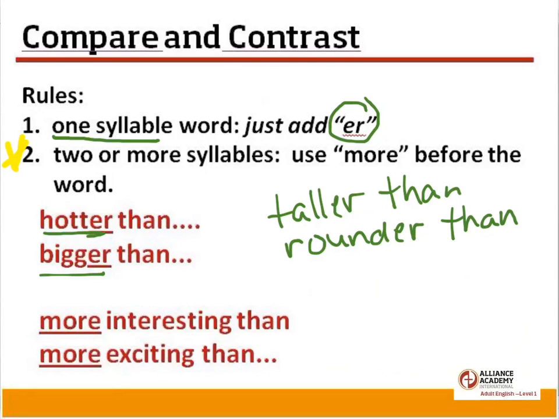However, this is important. If we have two or more syllables, we cannot add er anymore. We're adding more before the word. So let's just look at an example here. More interesting than. We would never say interestinger than. No, we would actually change it and say more interesting than, because interesting has more than two syllables. It's the same with exciting. Two syllables, so we're going to say more exciting than. Okay, we're not going to add er to a word that has two or more syllables.